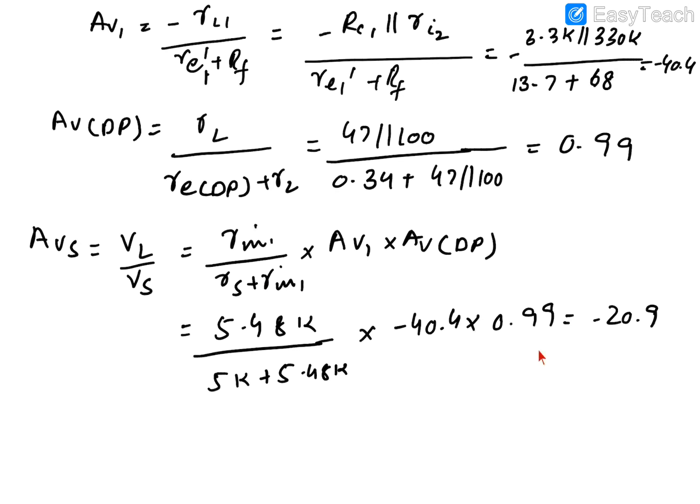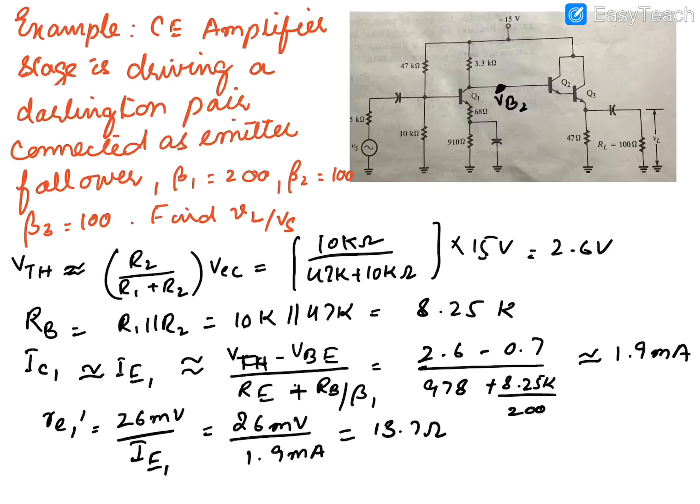So in this example, we have found the value of the overall voltage gain for a coupled amplifier configuration in which the common emitter amplifier is directly coupled with the Darlington pair, which is connected as a common collector configuration. So this is all for this lecture.